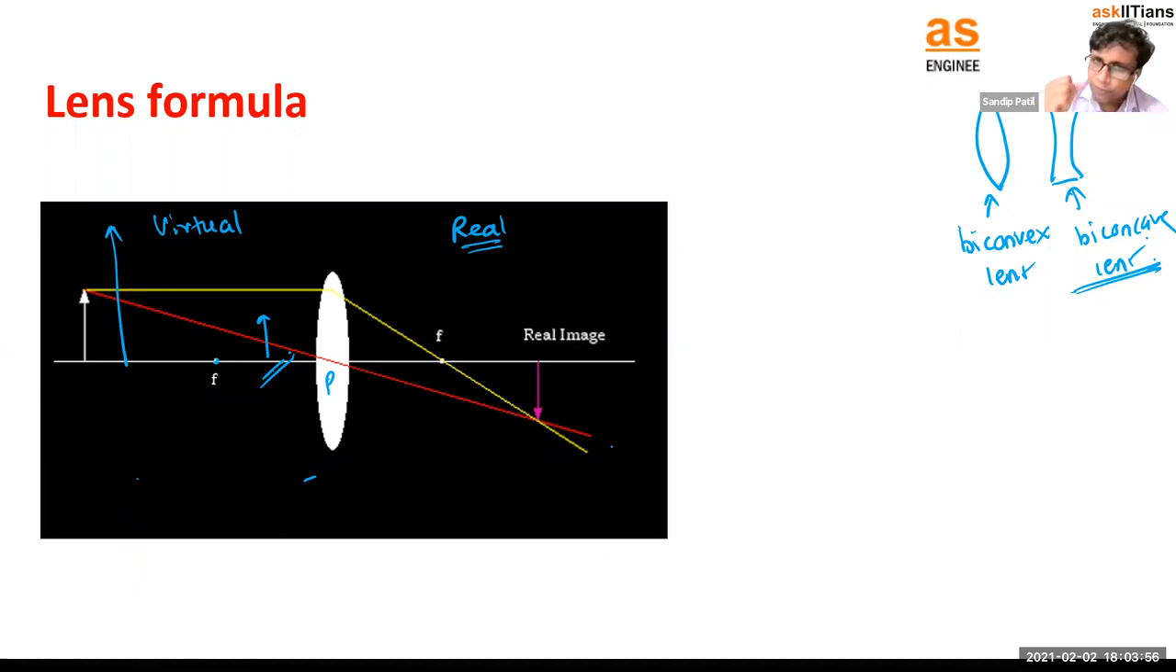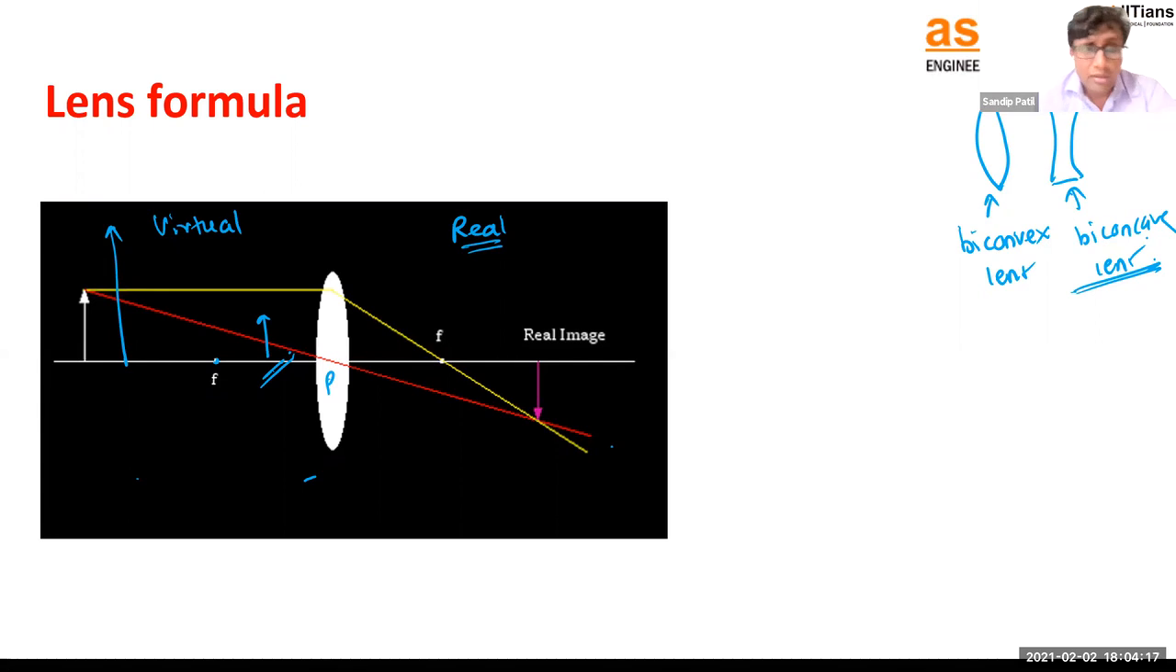Image will be always virtual, always upright we can say, and always diminished. Same thing we can use for the convex mirror as well as concave lens. Where is the change? Change is only in the concave mirror and the convex lens, right? Like this.